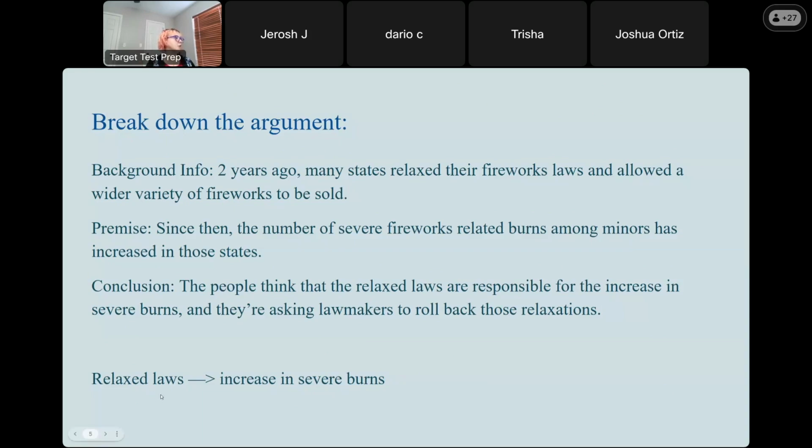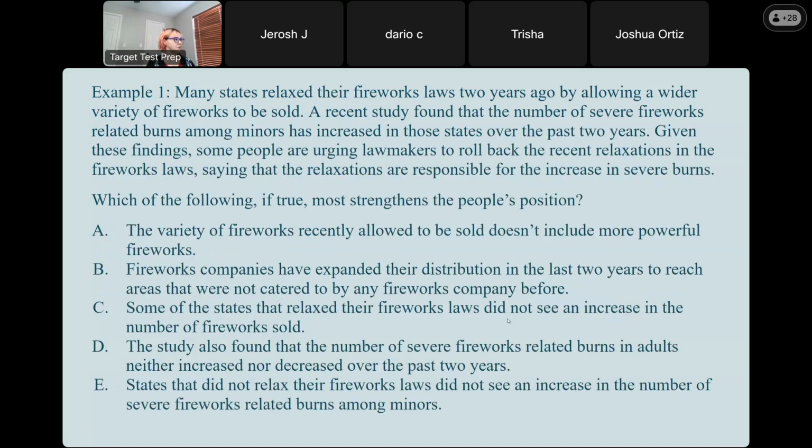So it's very important in cause and effect to be clear on what the cause and effect are. If you don't at least hammer that out, then they will often throw answers in there that are almost like an answer to the cause and effect, but it doesn't address your cause and effect. So be aware of that. And so I have done this for these examples to illustrate what I'm talking about. Let's look at our answer choices. The variety of fireworks recently allowed to be sold doesn't include more powerful fireworks.